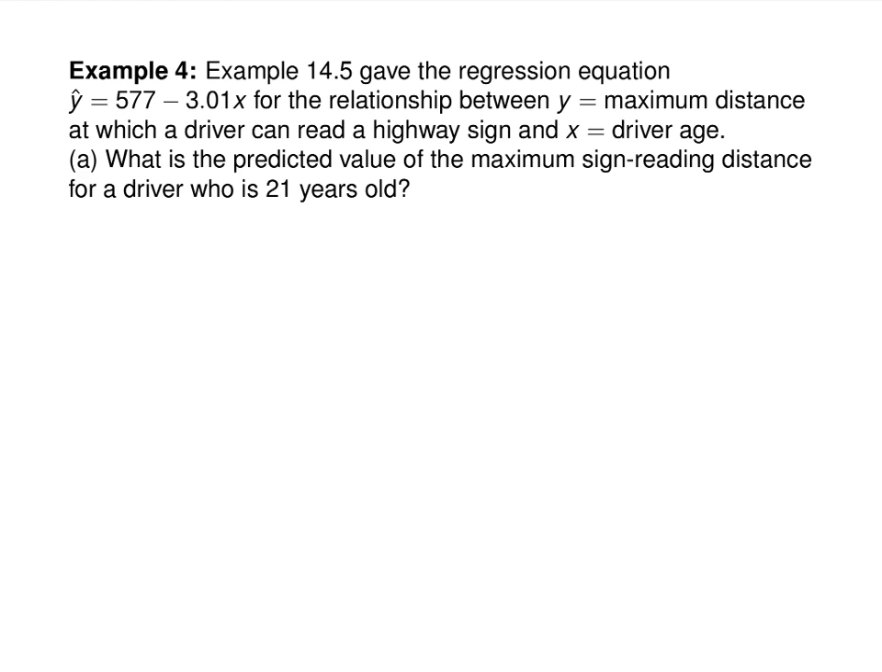Okay. So example 14.5 gave this regression equation for the maximum sign distance at which a driver can read a highway sign and driver age. So what is the predicted value of the maximum sign reading distance for a driver who's 21? How would you find that? Plus 21 over X. Exactly.